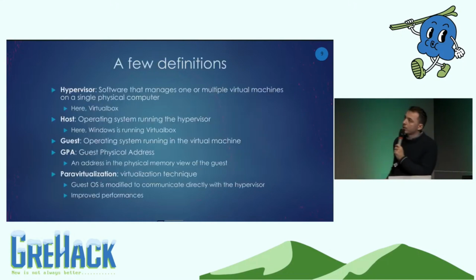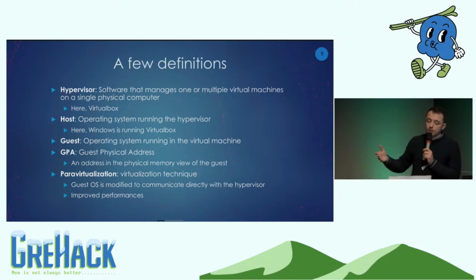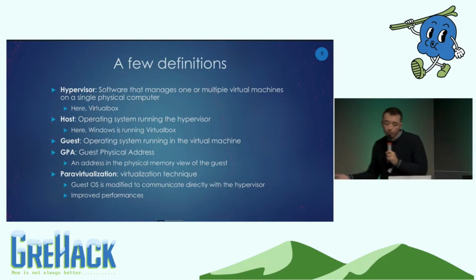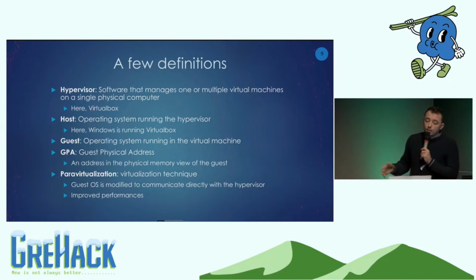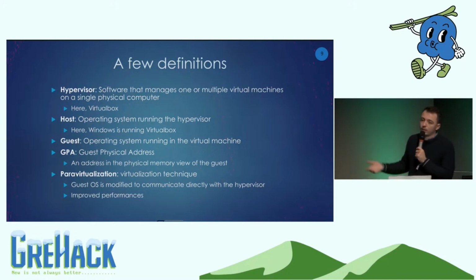So a few reminders quickly. A hypervisor is software that can manage one or multiple virtual machines on a single physical computer. In our case, the hypervisor is VirtualBox. We have the host, which is the operating system running the hypervisor. In our case, it's Windows, an up-to-date Windows. The guest is the operating system running in the virtual machine, so you can have multiple guests. In our case, we just have one. It can be Linux or Windows, and it is the attacker in the scenario.